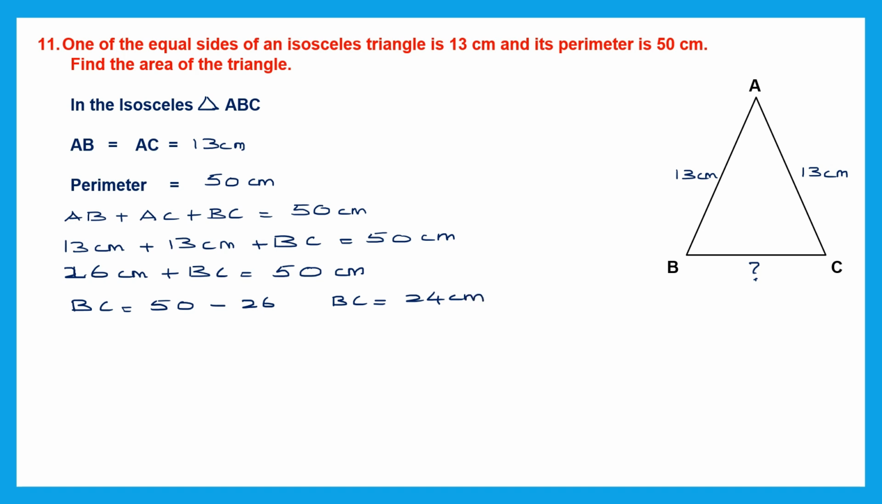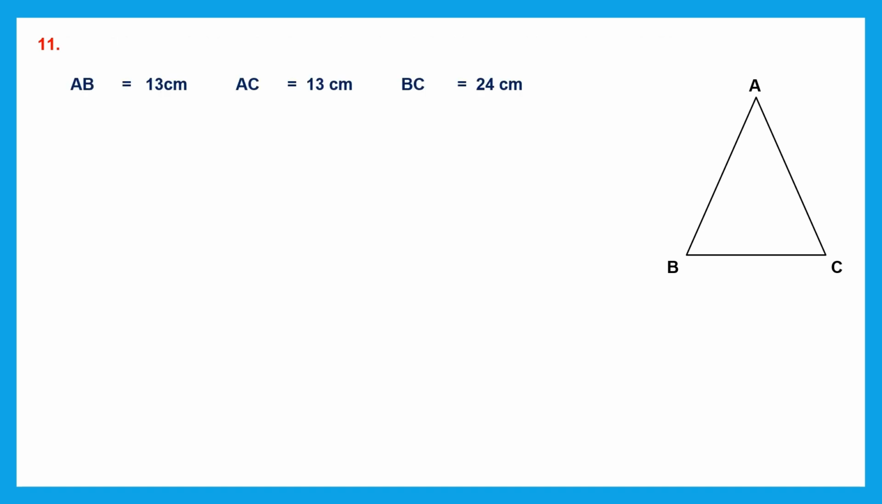So we have found the third side also. So now we have all three sides. Let's write down BC here. So BC we have found, and that is 24 centimeters. So now we know all three sides of this triangle. That is, AB is 13 centimeters, AC is 13 centimeters, and BC is 24 centimeters.